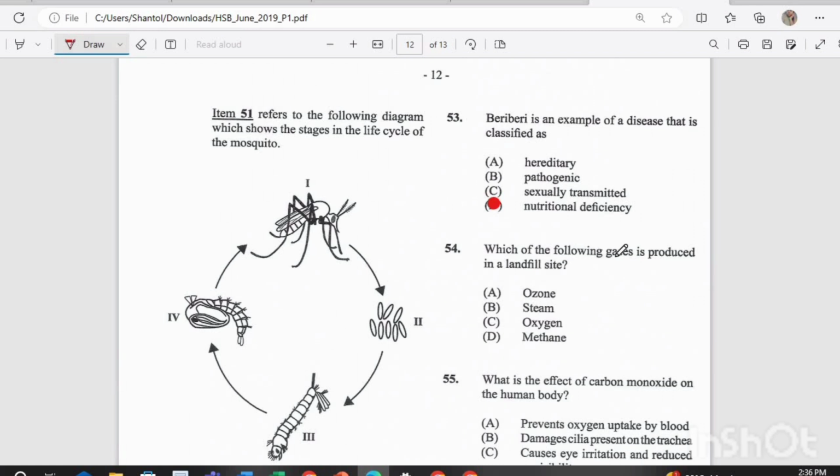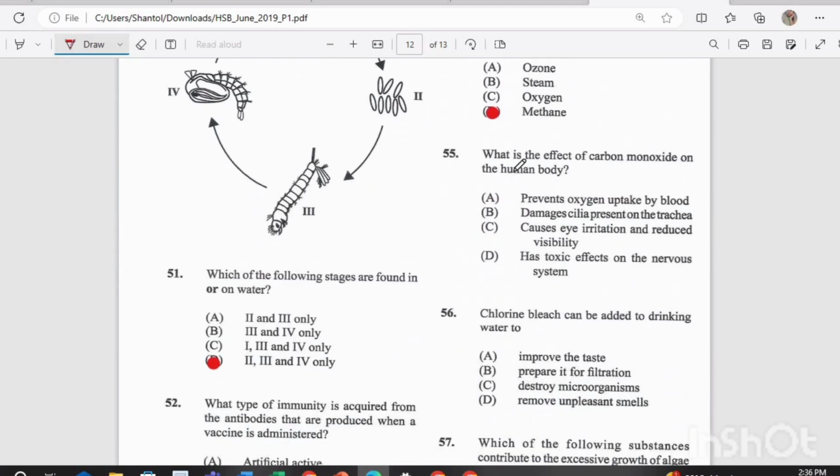54. Which of the following gases is produced in a landfill site? Is it A. Ozone, B. Steam, C. Oxygen, or D. Methane? The answer there is D. Methane. 55. What is the effect of carbon monoxide on the human body? The answer there is A. It prevents oxygen uptake by blood.